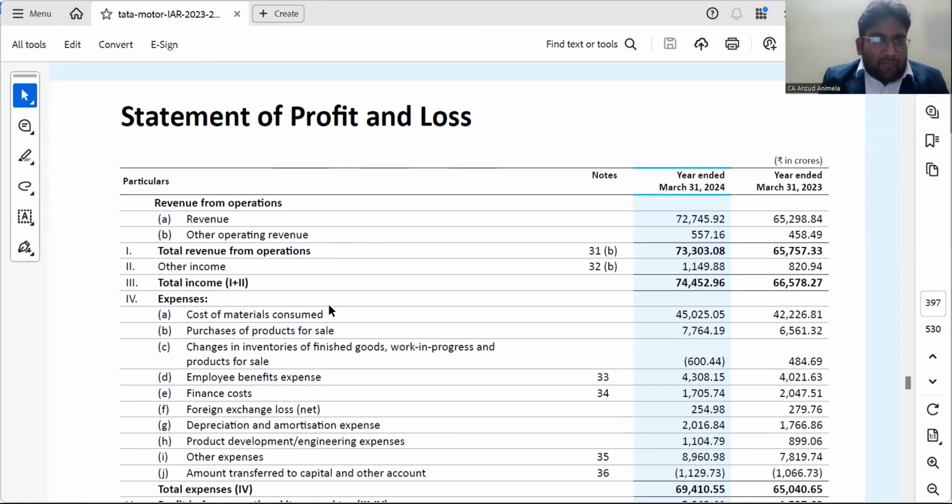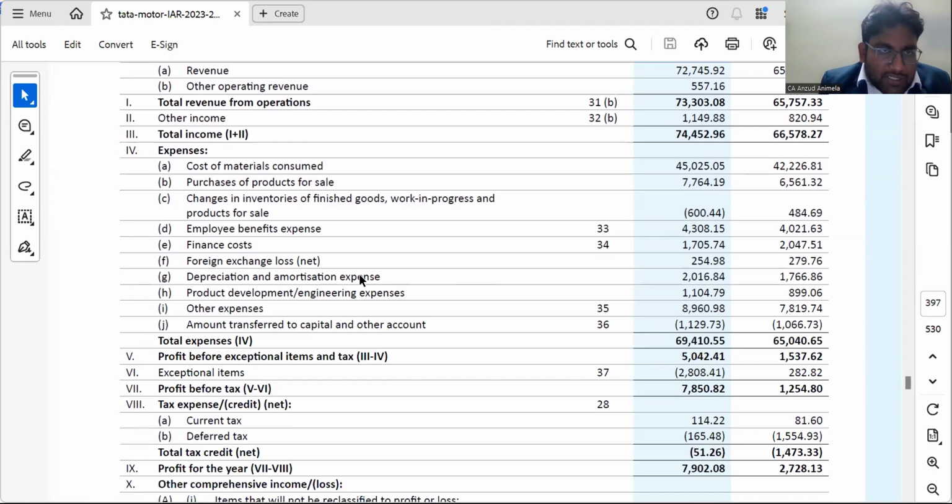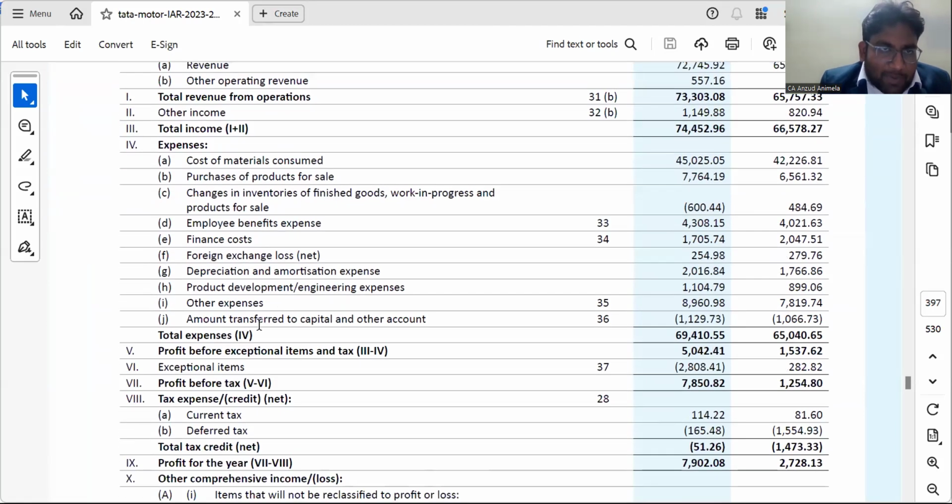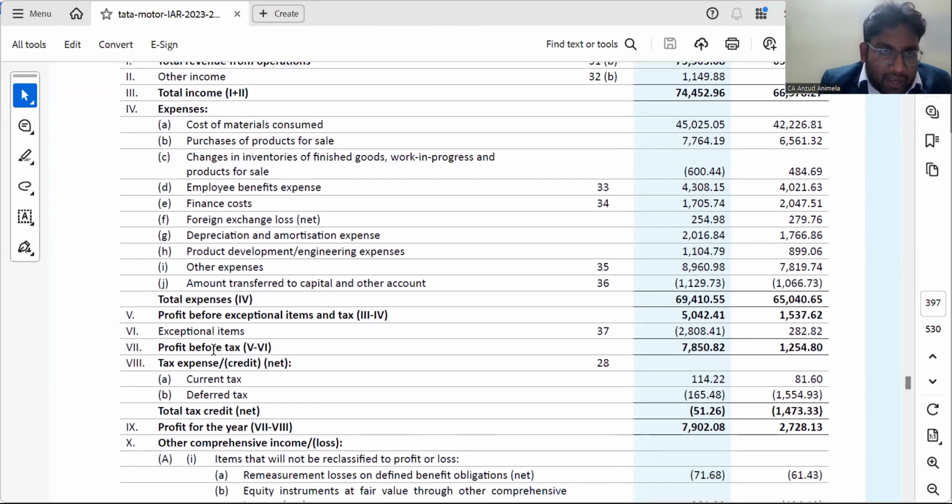As you can observe, we have total revenue from operations and total expenses recognized in the profit and loss account. Then you can observe the profit before taxes, and under that we have tax expense, which is divided into two: current tax and deferred tax. This deferred tax is what we are discussing today.